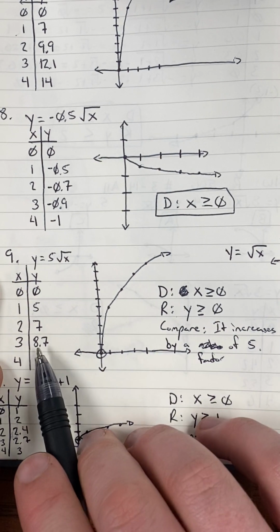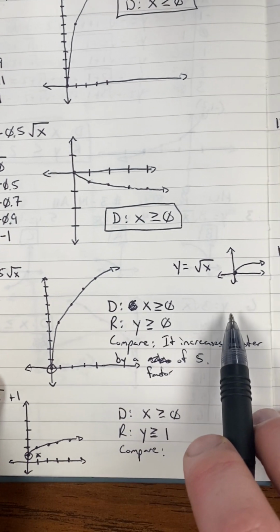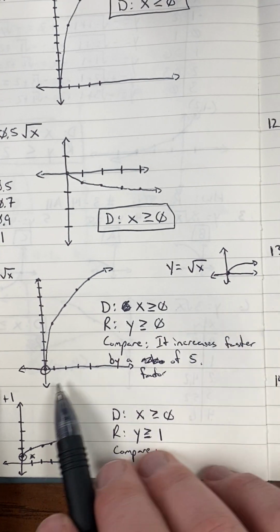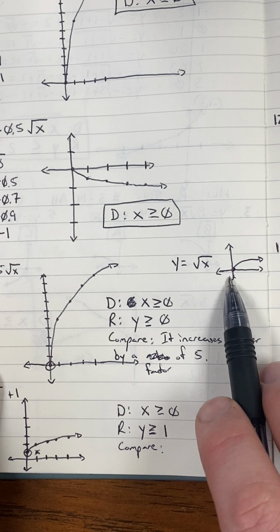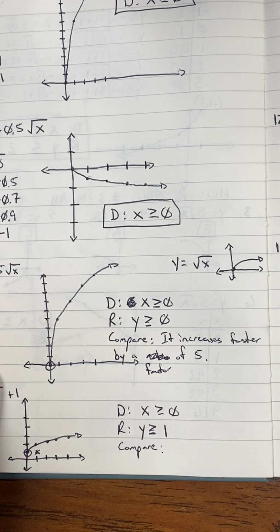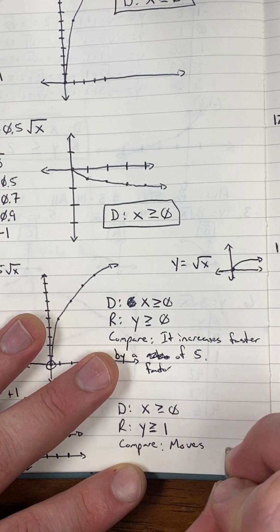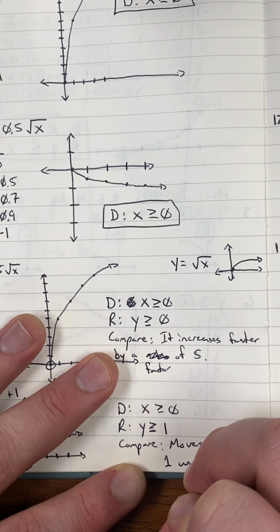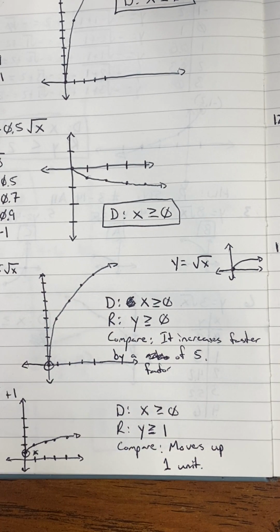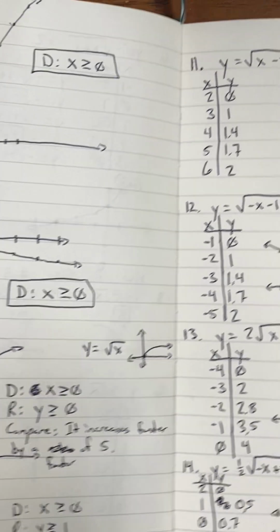Now the comparison for this one, notice that we have a plus 1 here at the end. And so if we're comparing it to the original graph, we notice that it didn't start at 0, it started at 1. So all that happened here is it just shifted up 1. So all we're going to say for this one is it moves up 1 unit. That's all you're going to say for number 10.